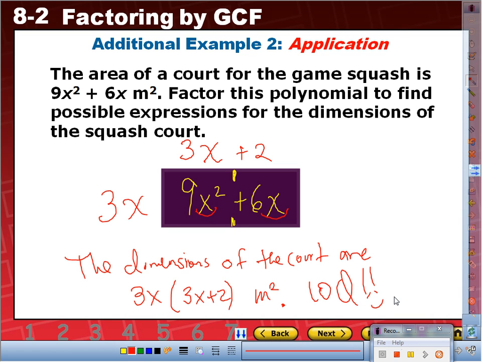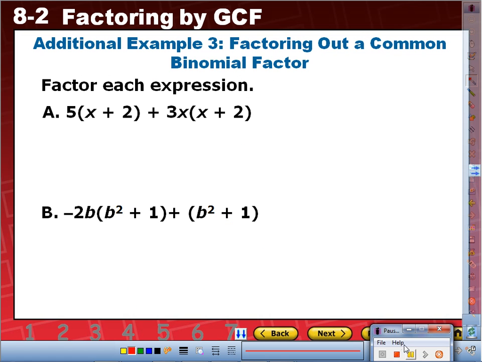Example 3. Copy this. Example 3, A and B. Here it goes. It says, factor each expression. Copy those, please. A, 5 times the quantity x plus 2, plus 3x times the quantity x plus 2. And B, leave a space, and then next, B, negative 2b times the quantity b squared plus 1, plus the quantity b squared plus 1.